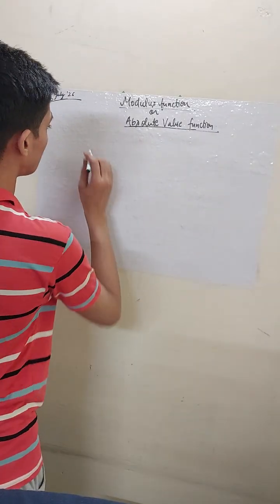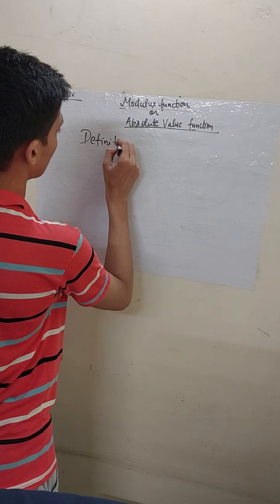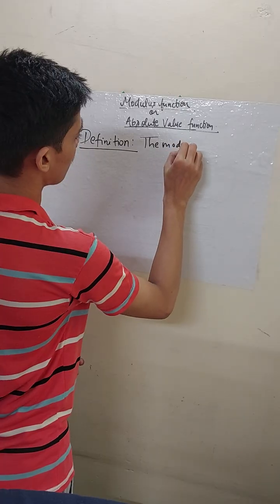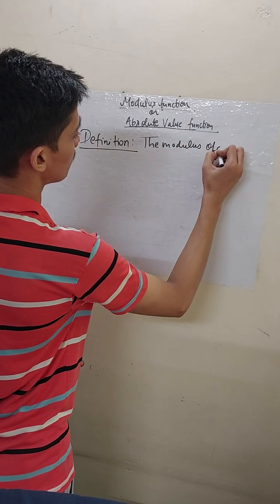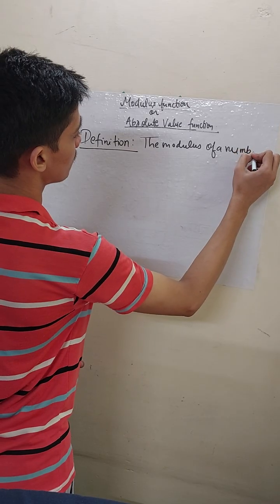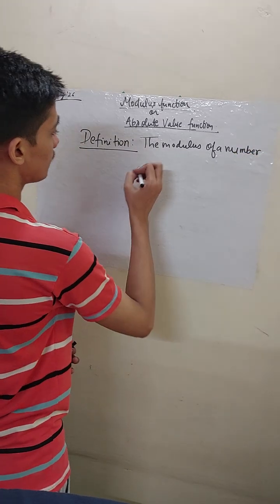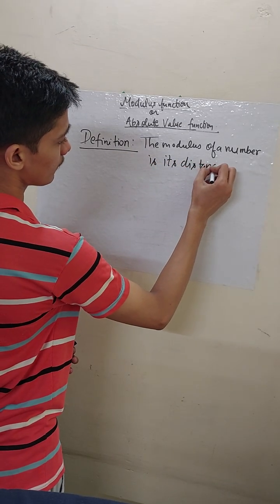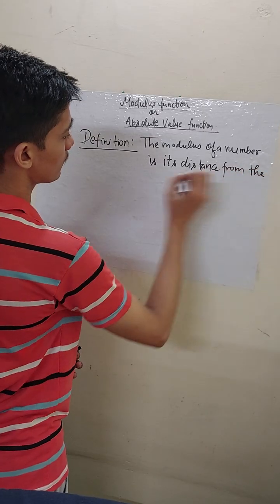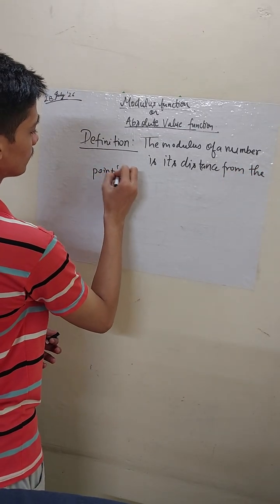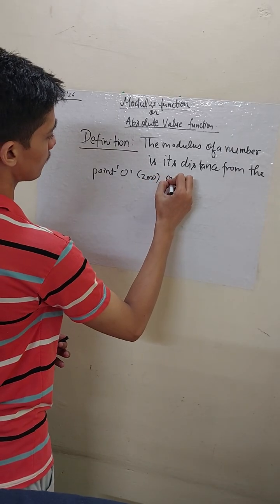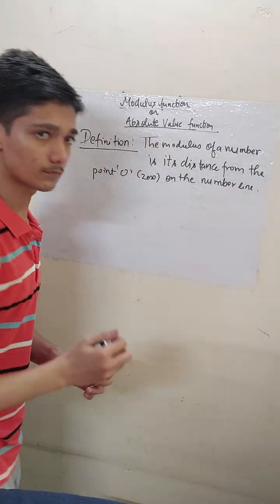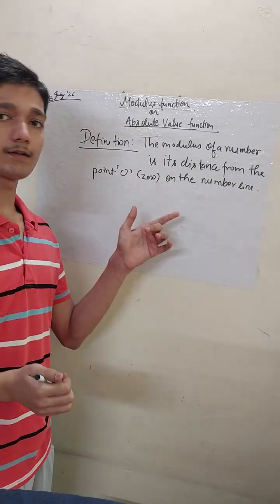We start with the definition. So the modulus of a number is its distance from the point 0 on the number line. Okay, so that is the definition.